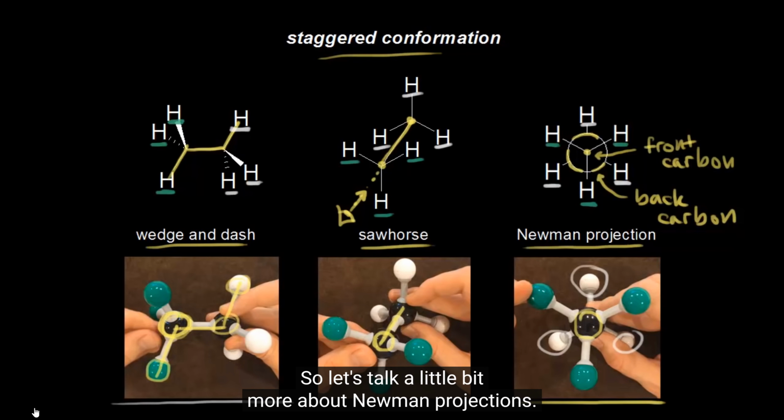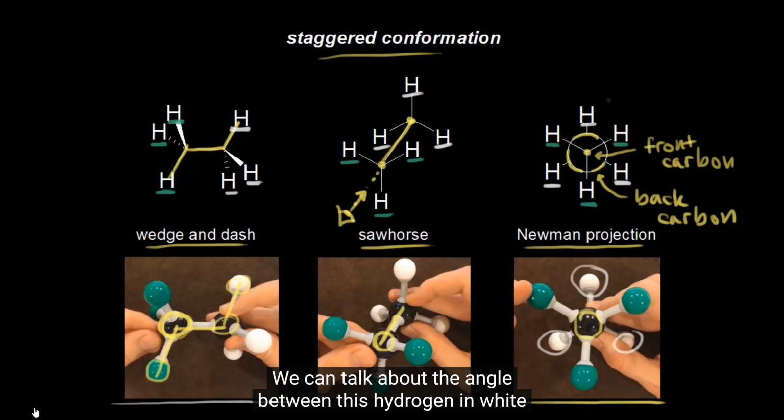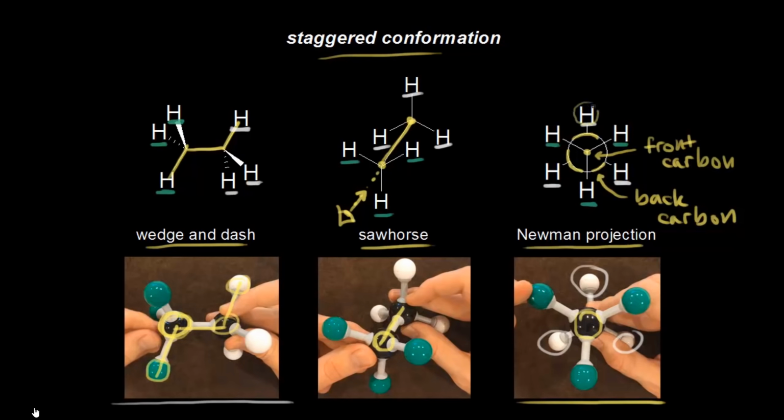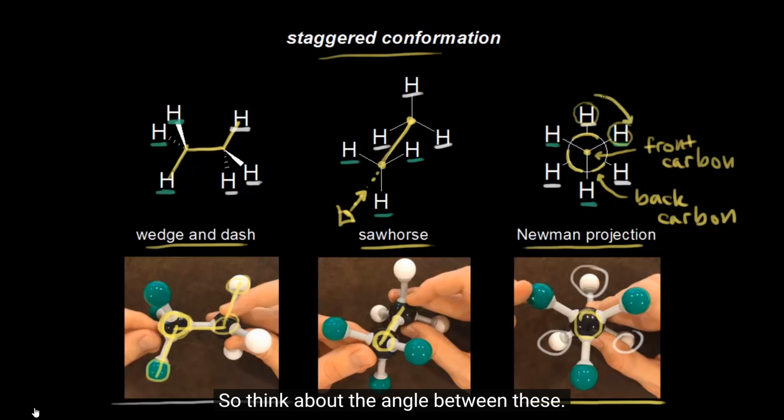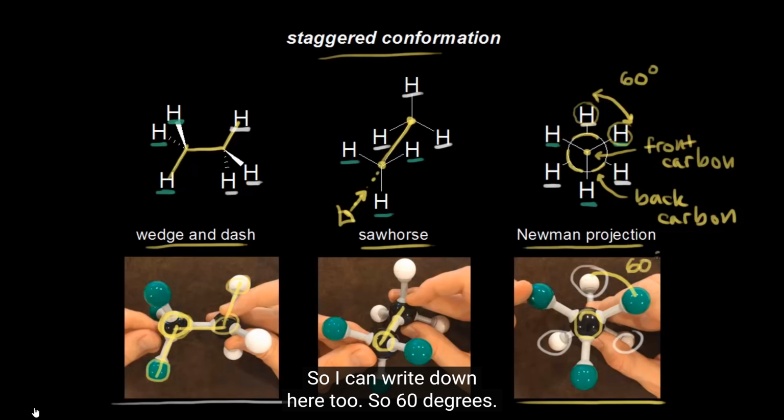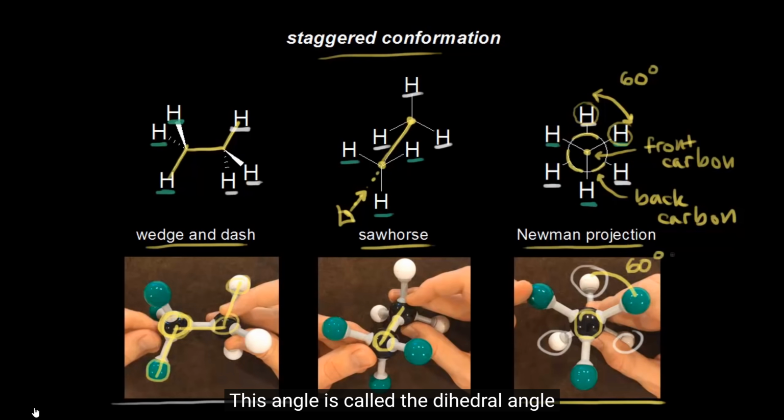So let's talk a little bit more about Newman projections. We can talk about the angle between this hydrogen in white and this hydrogen in green. So think about the angle between these. It's 60 degrees. So we have a 60-degree angle between these 2 hydrogens. So I could write it down here too. So 60 degrees. This angle is called the dihedral angle or the torsional angle.